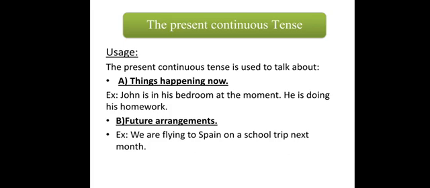The second usage is to talk about future arrangements. When we talk about an action that will happen in the future, but there must be some arrangements. For example, we are flying to Spain on a school trip next month. This is happening in the future, but there are some arrangements.